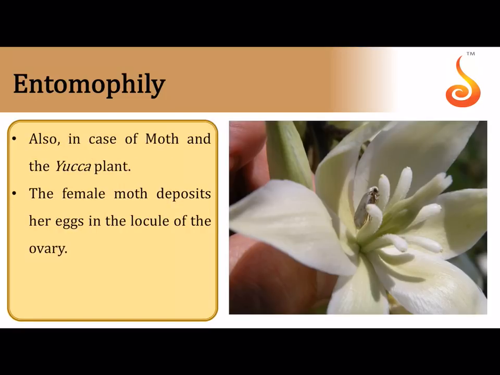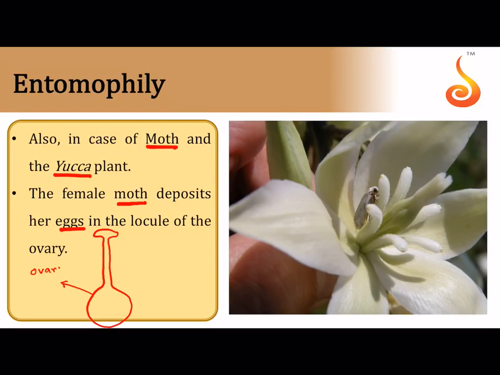Okay? There is a very unique relationship between a plant called yucca and a moth. The relationship is so deep that the moth cannot live without the plant and the plant cannot reproduce without the moth. Why? Because the moth lays her eggs in the locule of the ovary. Let me show you the ovary here. Say this is the ovary.